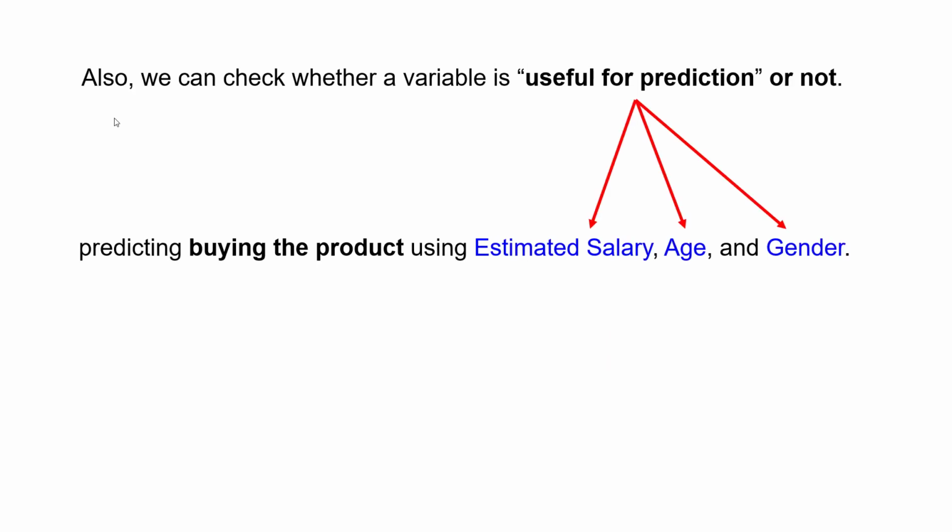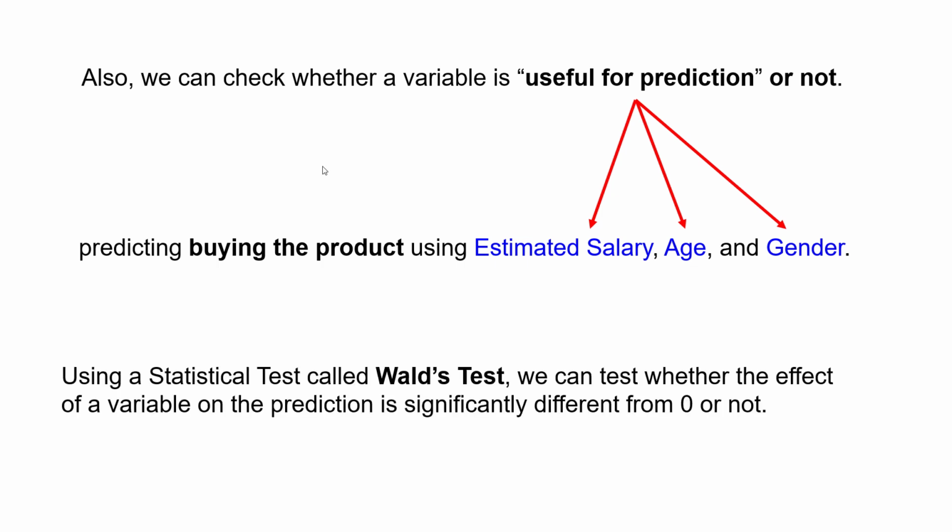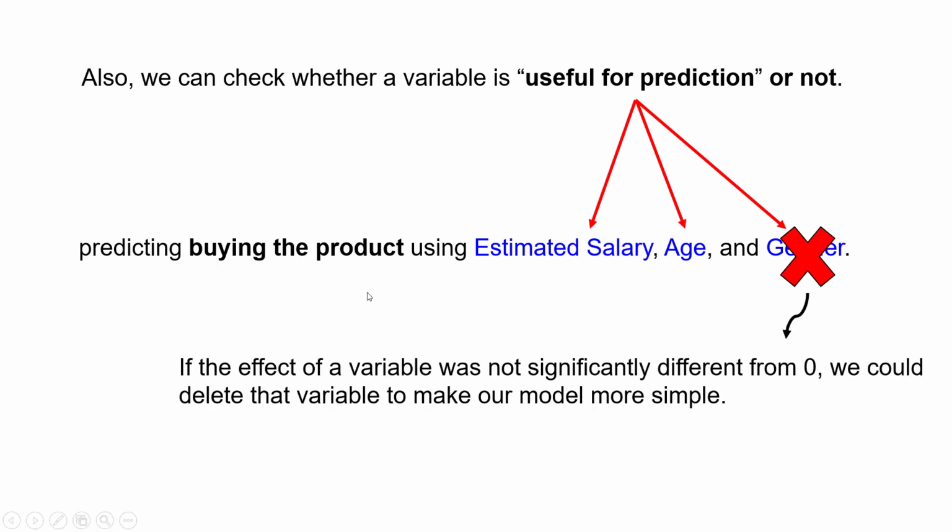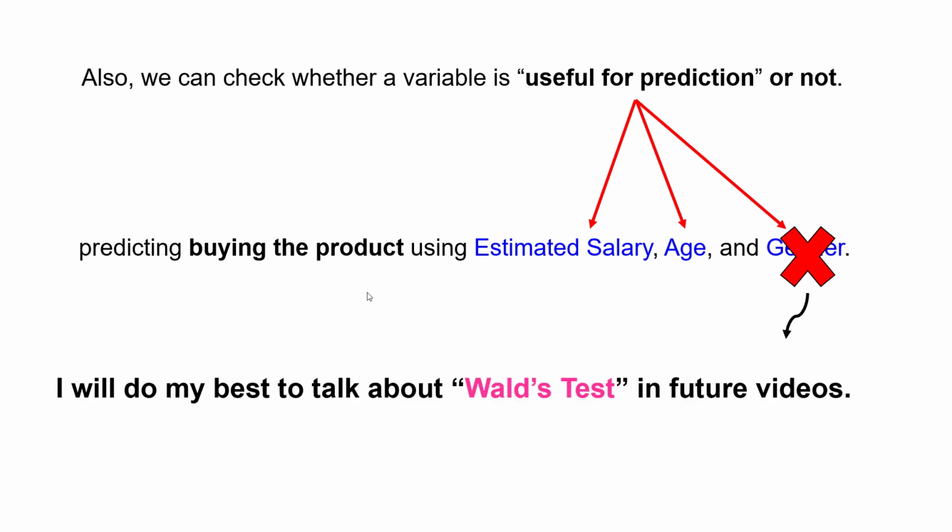Also, we can check whether a variable is useful for prediction or not. Using a statistical test called Wald's test, we can test whether the effect of a variable on the prediction is significantly different from 0 or not. If the effect of a variable was not significantly different from 0, we could delete that variable to make our model more simple. I will do my best to talk about Wald's tests in future videos.